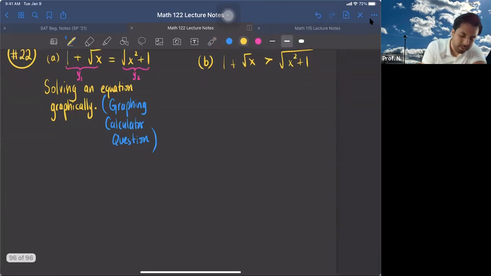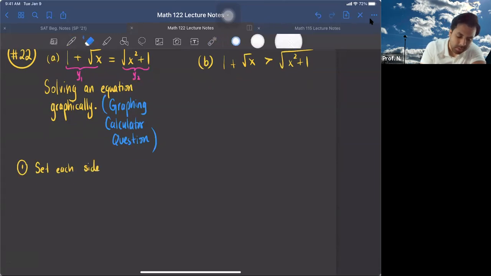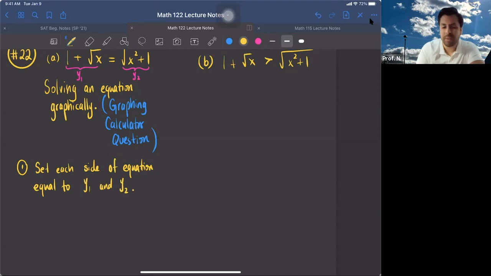What we're going to do is set each side of the equation equal to y1 and y2. But this y1 and y2 is not the same as in the slope question.